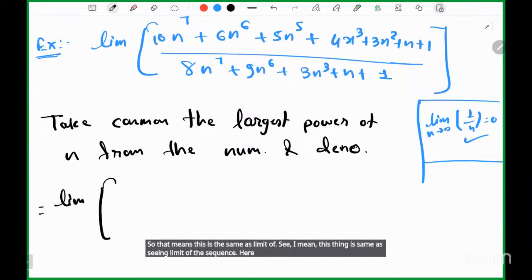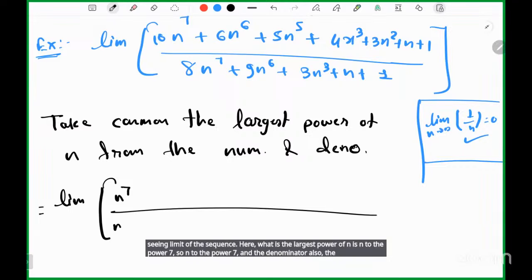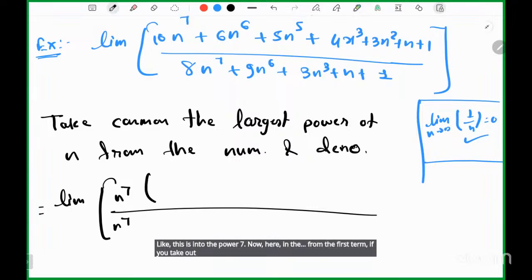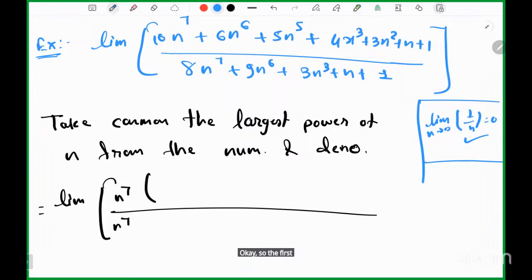Here, what is the largest power of n? It is n to the power 7. So n to the power 7, and the denominator also, the largest power is n to the power 7. Right? Now, from the first term, if you take out n to the power 7, the remaining factor is 10. So the first term leaves 10 only.